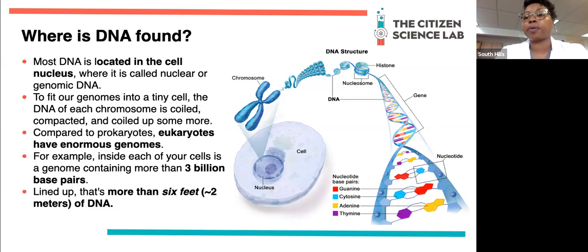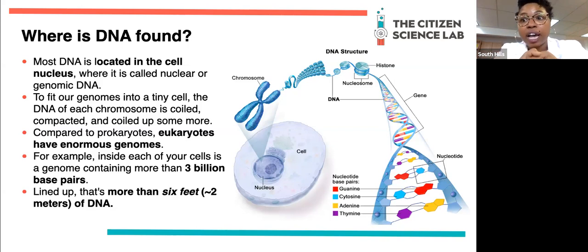base pairs. Remember that guanine, cytosine, adenine, and thymine that Miss Cynthia just reviewed with you? There's more than 3 billion of those base pairs in one cell. And now, if we stretch those 3 billion base pairs all the way out, that is going to be more than 6 feet of DNA inside of your cell. And 6 feet is about 2 meters, and that's just in one cell.